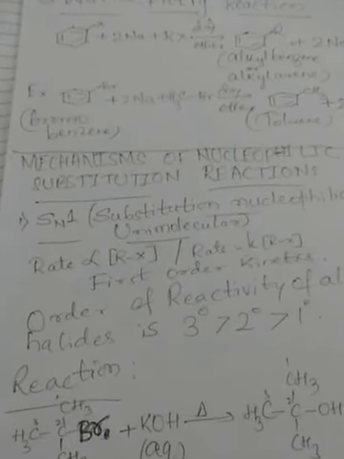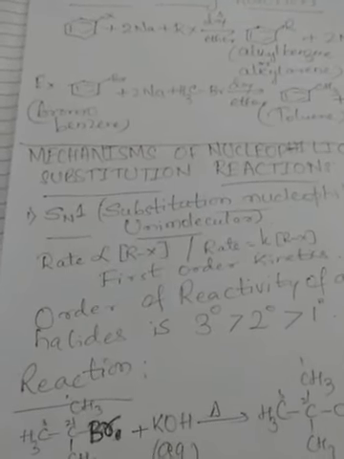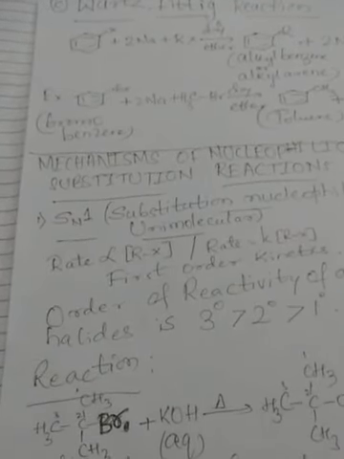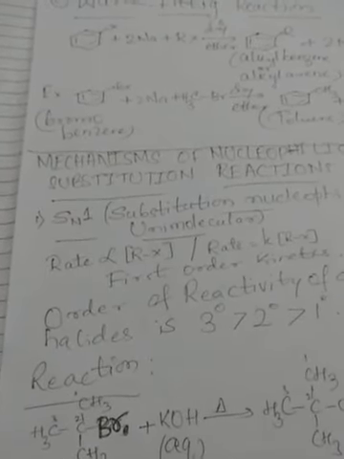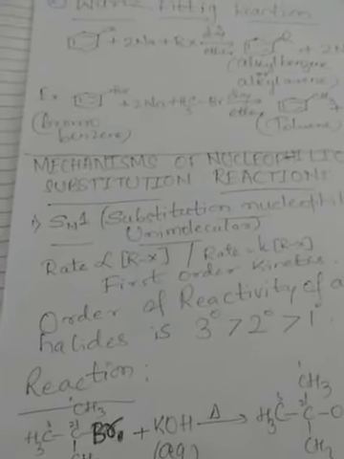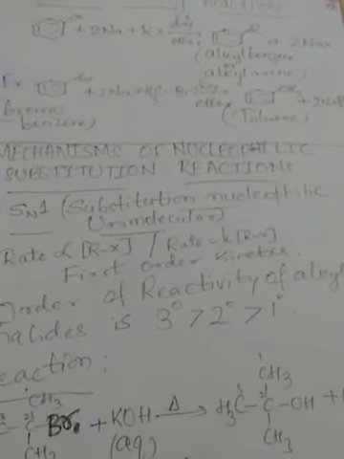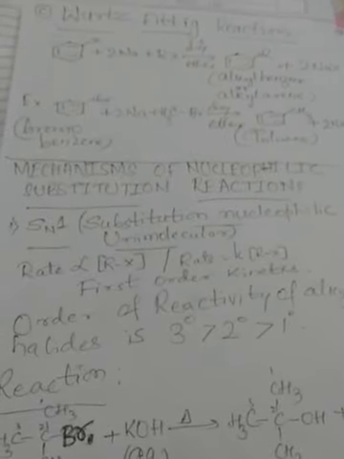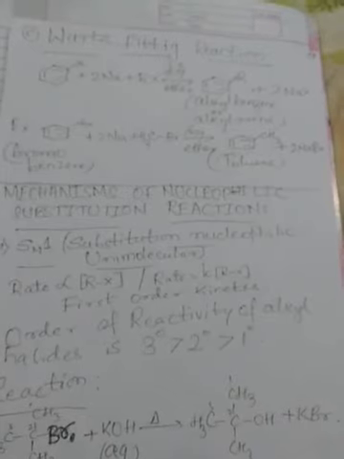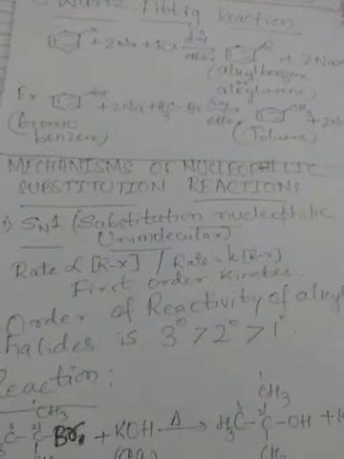You will come across the meaning of certain terms, order of a reaction and molecularity of a reaction, in physical chemistry. Now here the rate of a chemical reaction depends on the concentration of only the alkyl halide and is independent of the concentration of the nucleophile OH-. The reaction follows first order kinetics. Hence it is called SN1. If you look at the various alkyl halides, the order of reactivity is tertiary greater than secondary greater than primary.